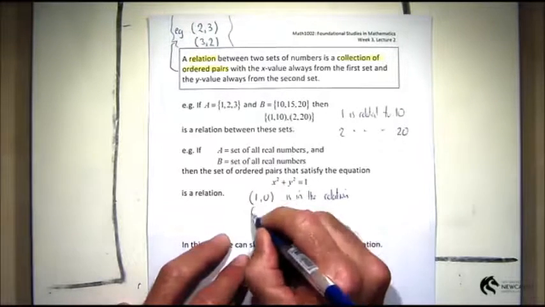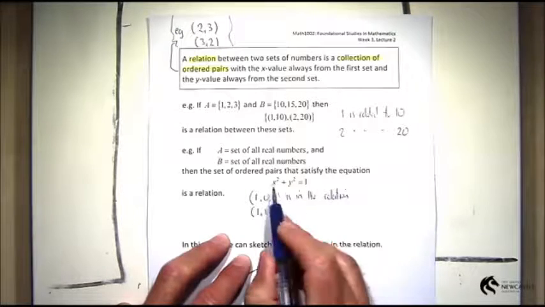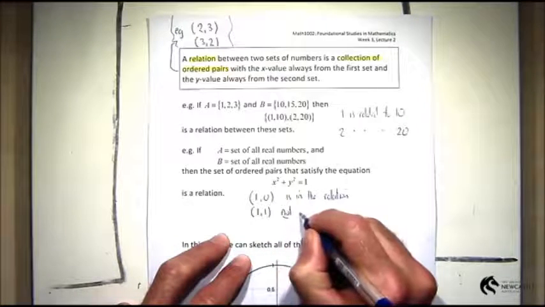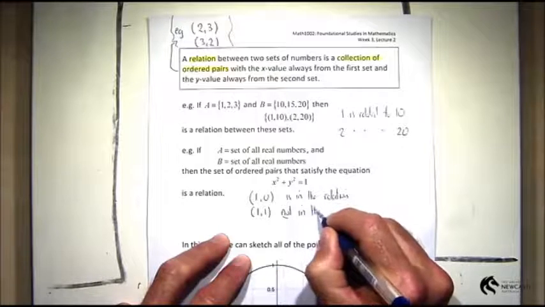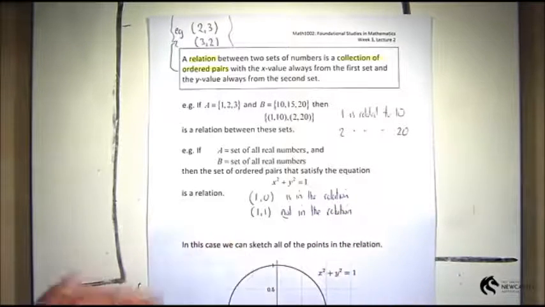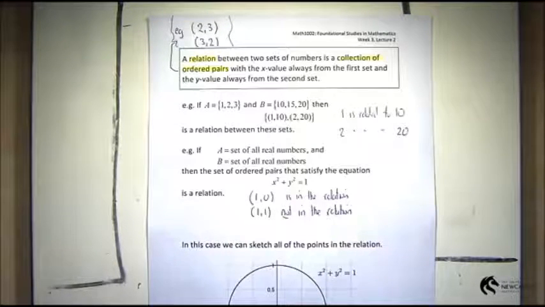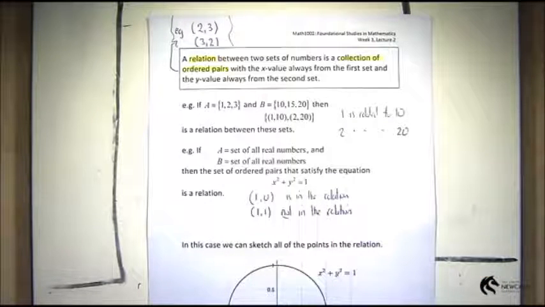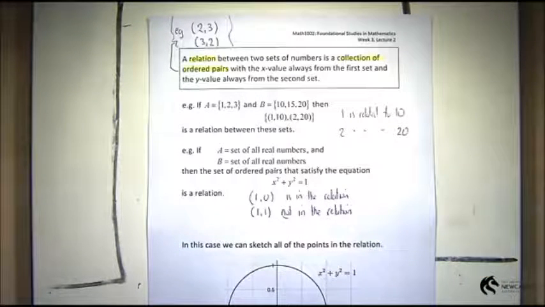If I go 1, 1, 1 squared plus 1 squared is 2, so that's not in the relation. So we can see that this is well defined. We can work out whether our ordered pair is in the relation or not in the relation. It's in if it satisfies the equation. It's not in if it doesn't satisfy the equation. And let me do another one.